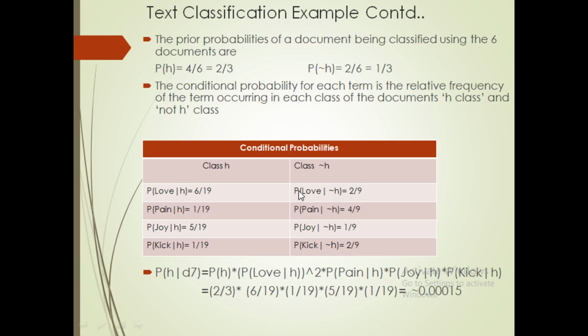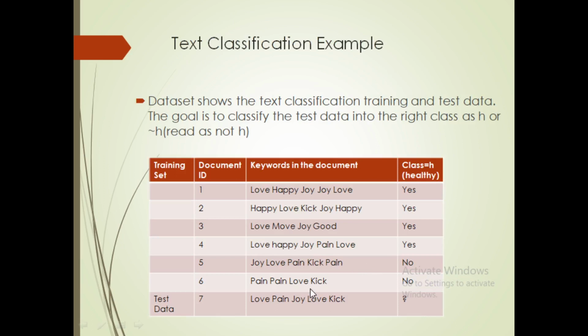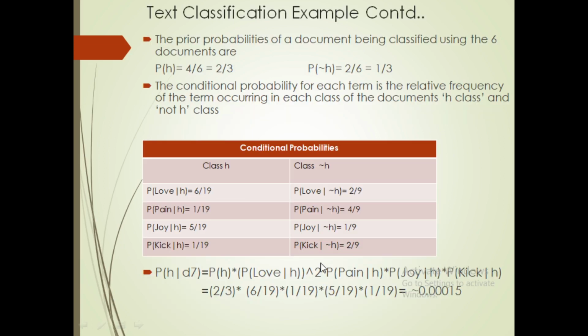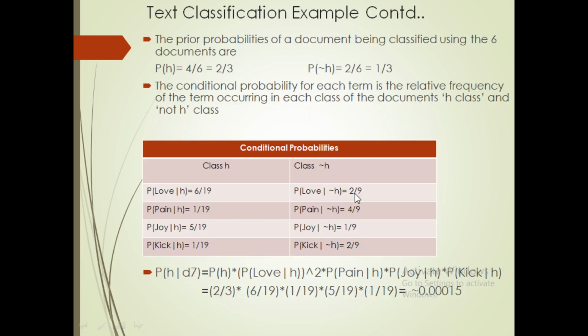We are also going to calculate for the negative class, P of love given not H. That is, for the negative instances over here, we have 2 instances, and when we count the number of words over here, they are nothing but 9, and in these 2 instances love has been repeated twice, so we have 2 divided by 9. Like this we are going to calculate the conditional probabilities for each of the terms. The next thing is finding the posterior probability.